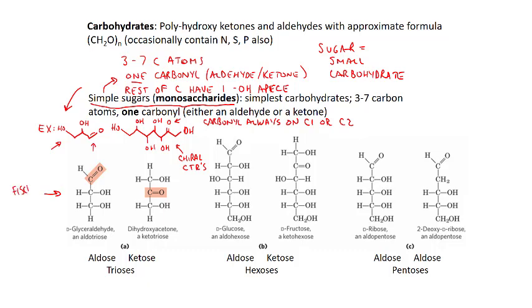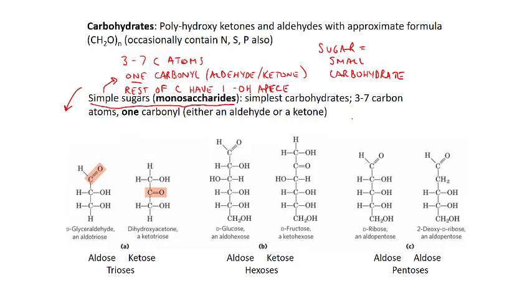These are what are called the Fischer projection structures of your carbohydrates. The reason we draw them that way is because it makes it really easy to see where each of your OHs goes. In other words, what's the configuration at each one of those carbon atoms? We said that monosaccharides can be either aldehydes or ketones, and they can have 3 to 7 carbon atoms apiece. So we have special terms for carbohydrates that are aldehydes versus ketones, and special terms based on how many carbon atoms they have.